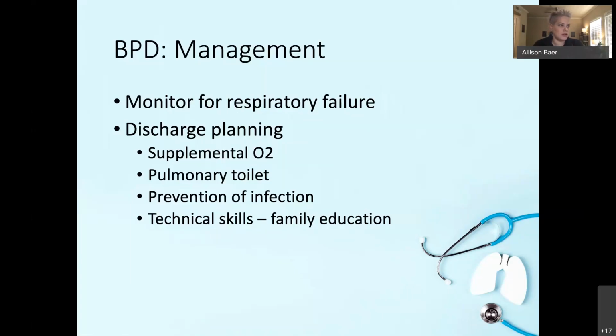So these are the kids that are going to need more attention as you get ready for discharge. They're going to need some kind of home care. It can be from their parents, but they're going to need things at home. They're going to need supplemental oxygen and the medicines for their respiratory treatments, and teaching the family those skills of how to do those things.